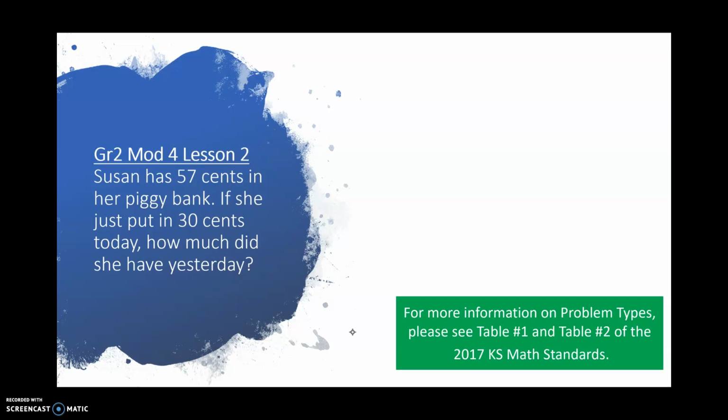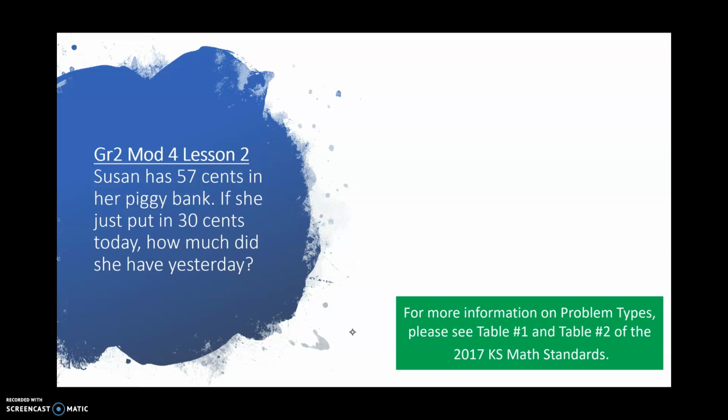A really low-tech way to work through the application problem would be just to use your whiteboard at the front of the classroom. So let's take a look at a second grade example here. Susan has 57 cents in her piggy bank. If she just put 30 cents in today, how much did she have yesterday? Now note that this problem here is called an add to with start unknown problem type.